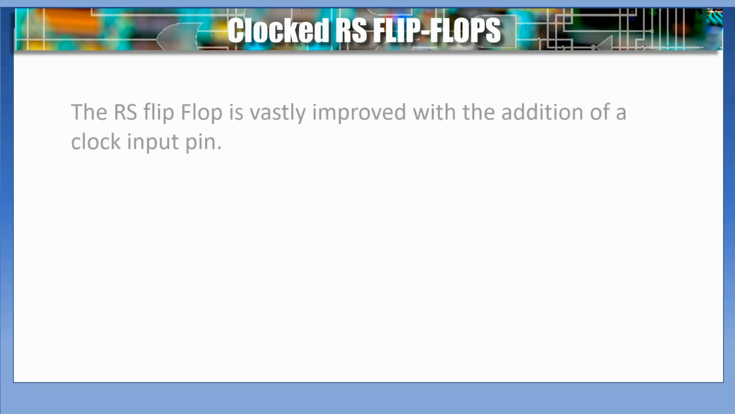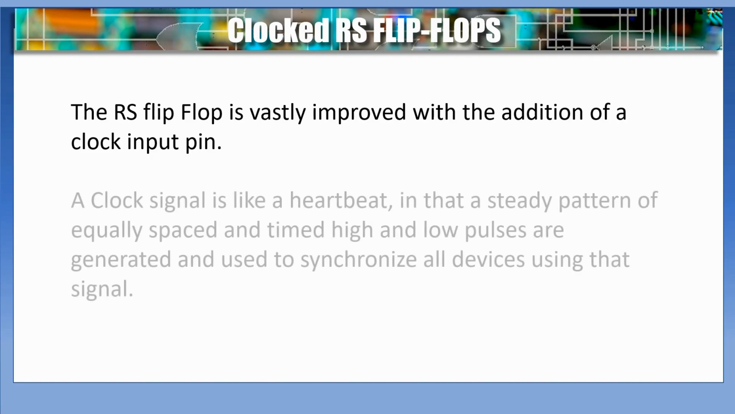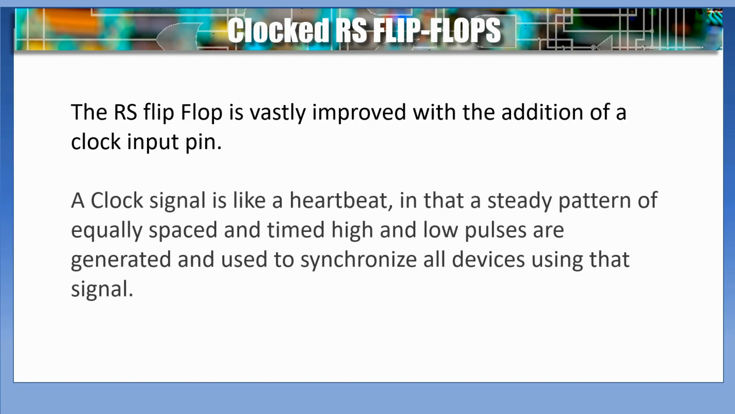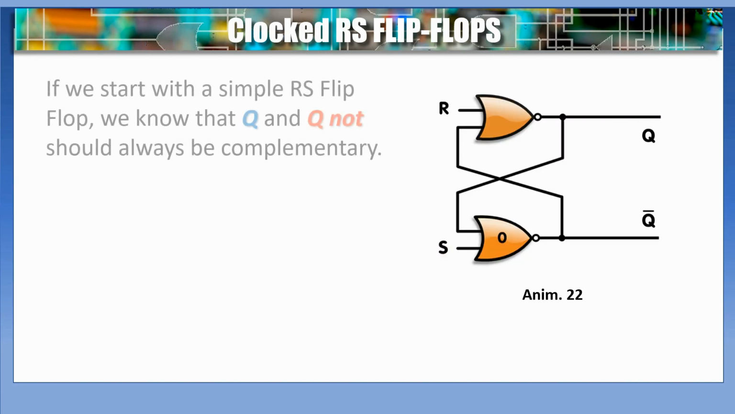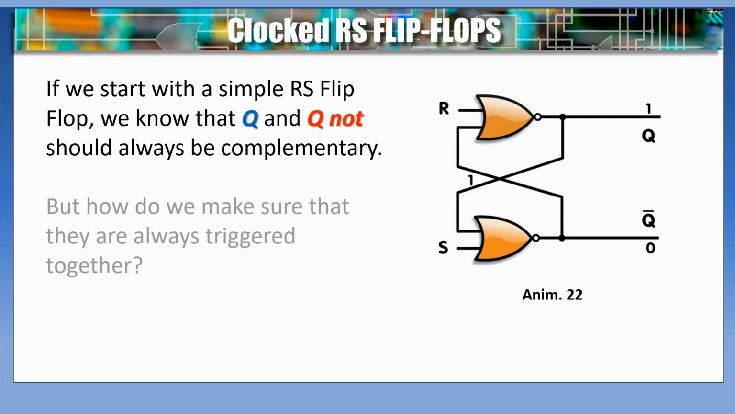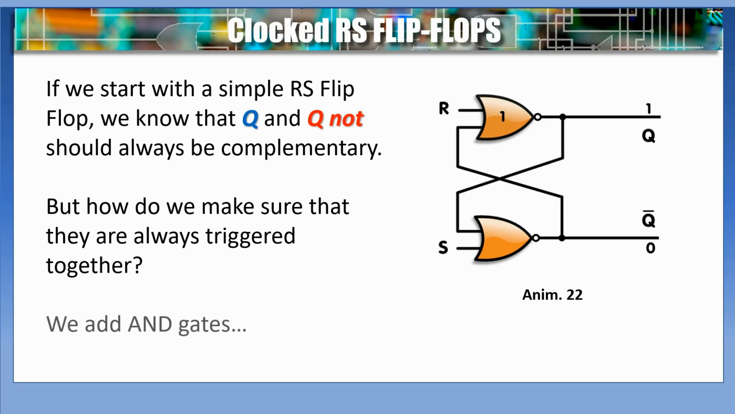The RS flip-flop is vastly improved with the addition of a clock input pin. A clock signal is like a heartbeat in that a steady pattern of equally spaced and timed high-low pulses are generated and used to synchronize all the devices that are using that signal. If we start with a simple RS flip-flop, we know that Q and Q naught should always be complementary. But how do we make sure that they're always triggered together? Well, we add AND gates.